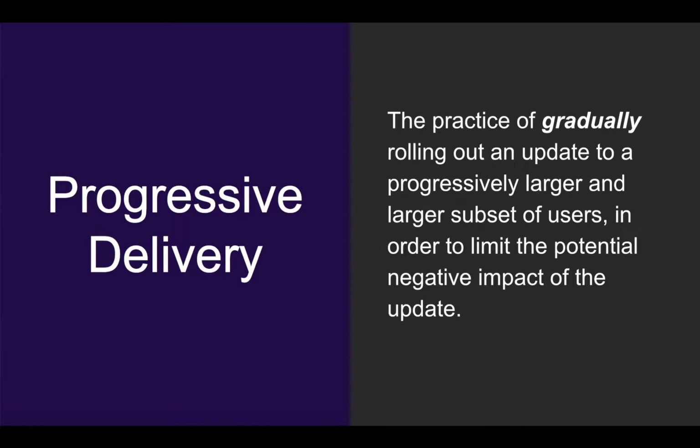So first off, let's explain what exactly is progressive delivery. Progressive delivery is the practice of gradually rolling out an update to a progressively larger and larger subset of users. And by doing this, you are able to limit the potential negative impact of the update in the event that something goes wrong. Let's see how this can be applied in practice using Argo Rollouts.